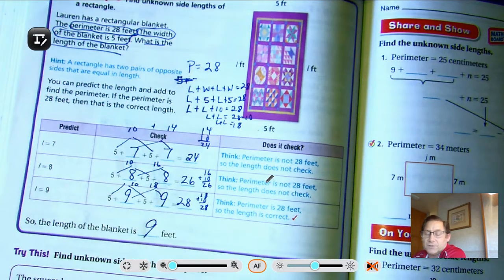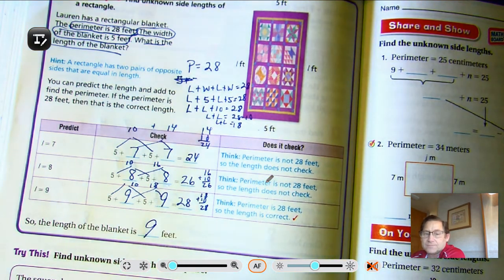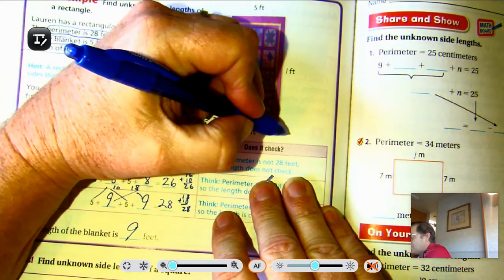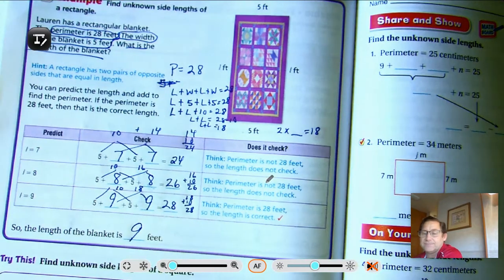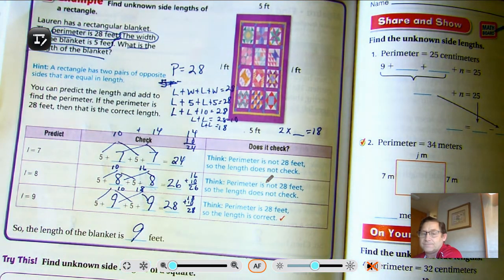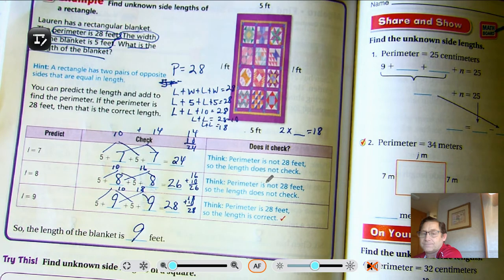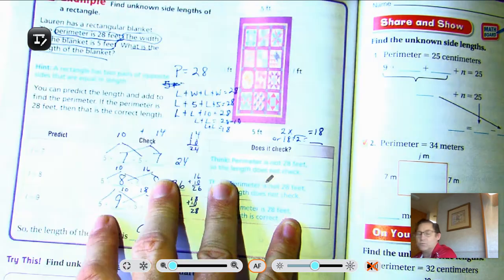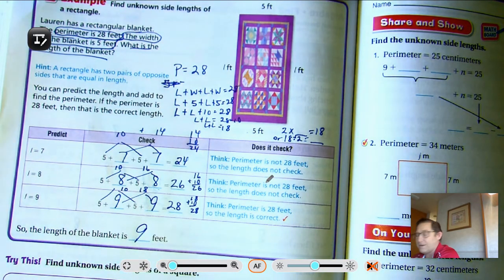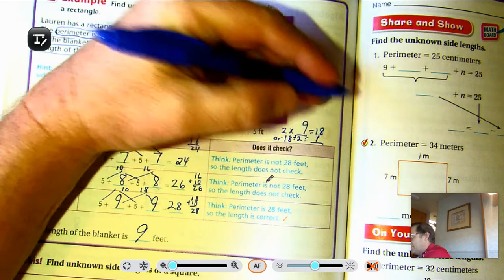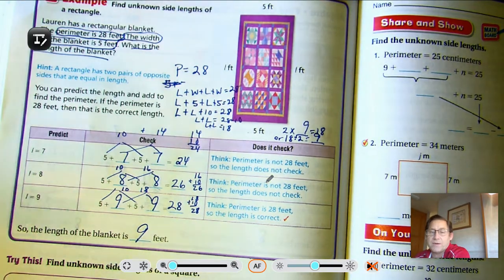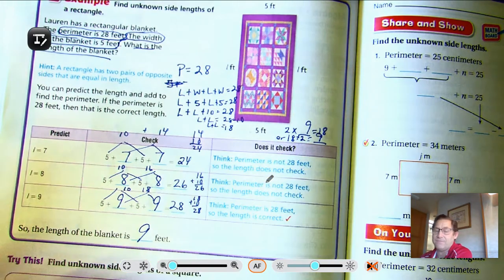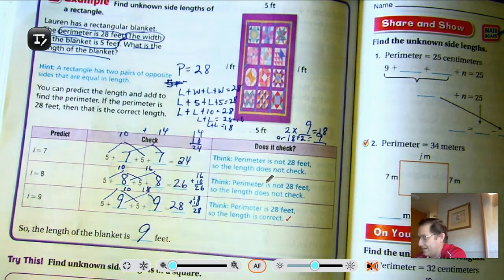So what two numbers added together will give me 18? That's the same thing as saying 2 times what is 18? Or 18 divided by 2 equals what? And we would say 9. Okay, why did we divide by 2 or multiply by 2? Because the length, both sides of the length is the same. Okay, so 9 either way.